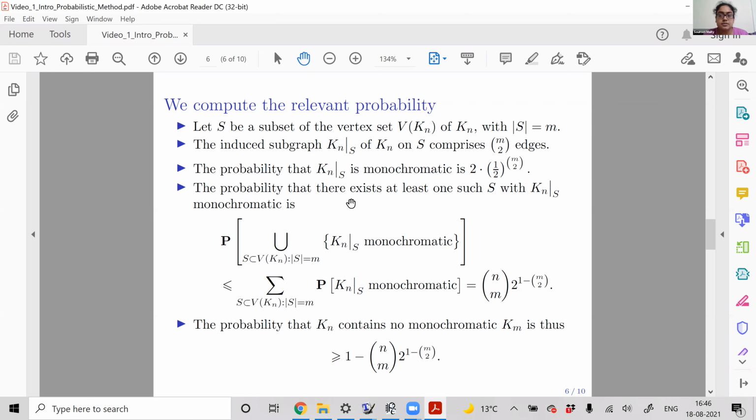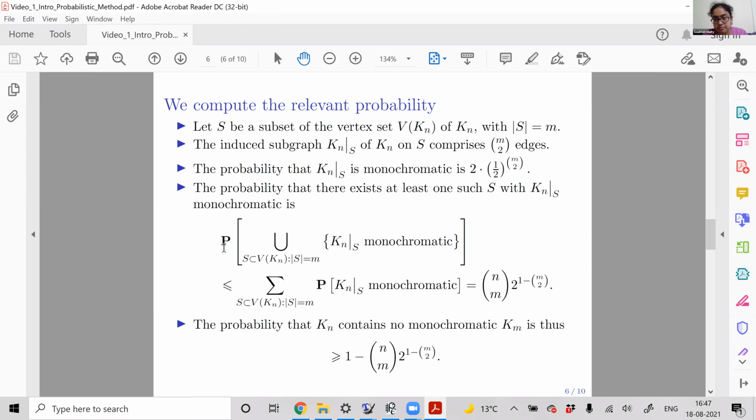So now I consider the probability that there exists at least one such S, such that the induced subgraph on S by K sub n is monochromatic. What is the probability of that? So basically, the event that we're talking about here is the following. You take the union over all subsets of vertices S of the vertex set of K sub n, such that the cardinality of S is equal to M. And the event that you consider here is that the induced subgraph on S is monochromatic, and you take the union of this entire thing because you are asking for the existence of at least one such S. So that's why you're taking the union and you're looking at the probability of that.